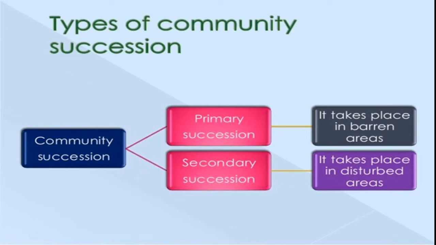The secondary succession is the development of a community in an area which is already occupied by a well-developed community. The destruction of the previous community can occur due to forest cutting, forest fire, flood, severe drought, landslides, earthquake, etc.